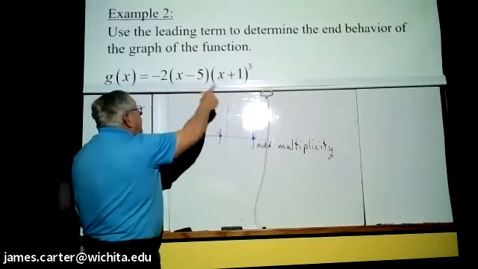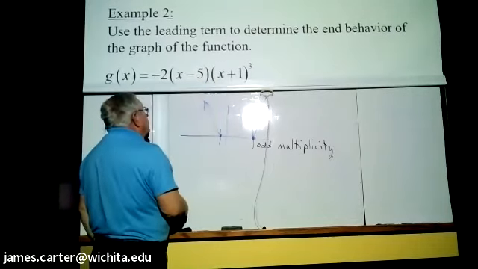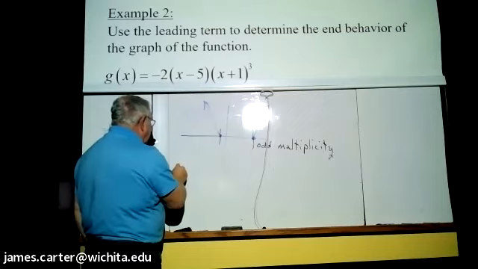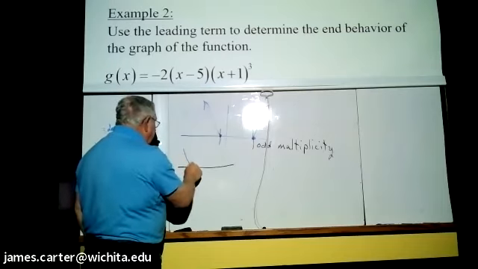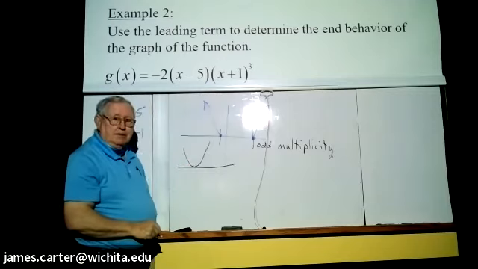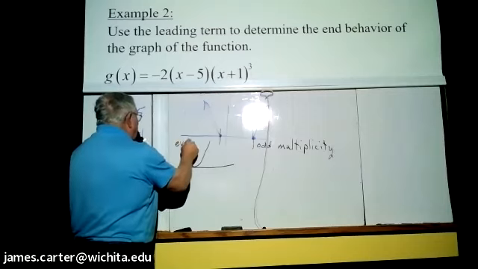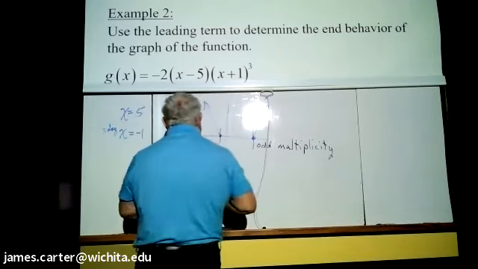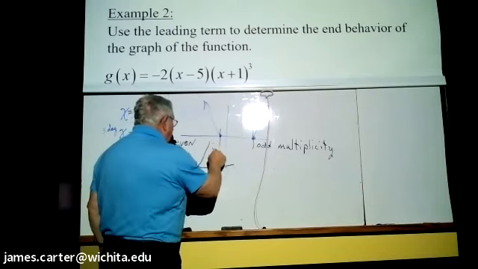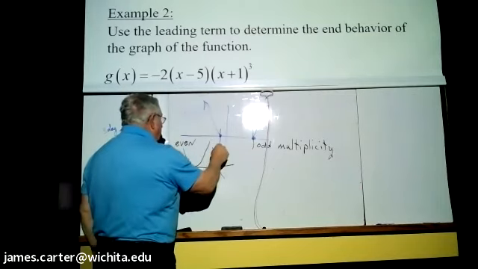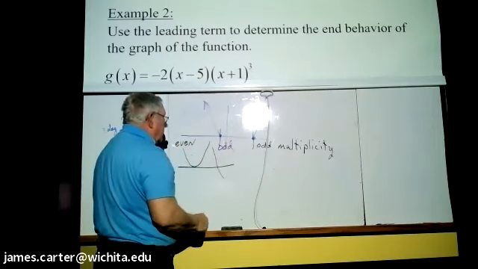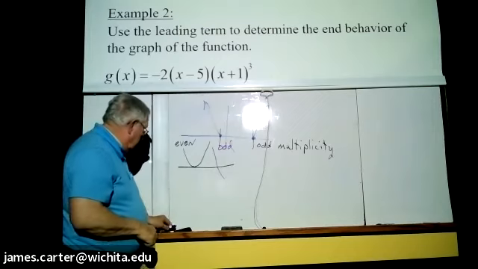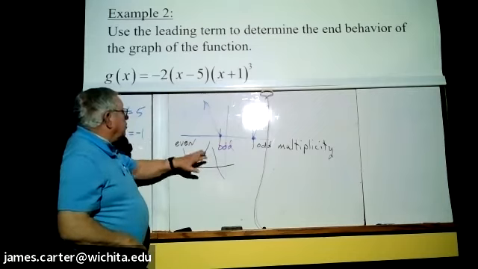Now, if either one of those were a two power or a four power, an even power, then that would be called even multiplicity. And what that indicates is that the line comes down, just touches, and changes direction. Even. Odd tells us that the line comes down and crosses. Okay. Now, I've just jumped ahead a couple of segments in this, but in terms of helping us graph it.